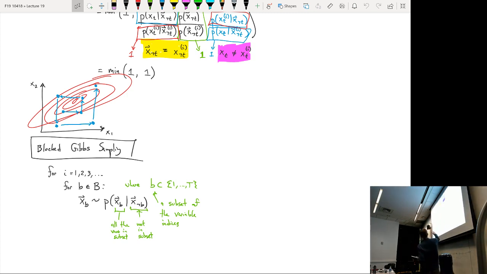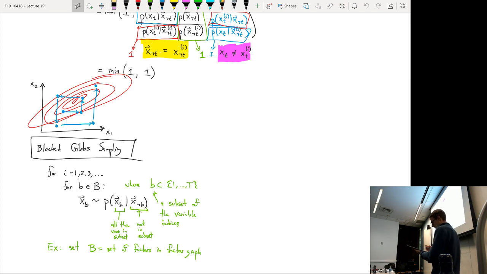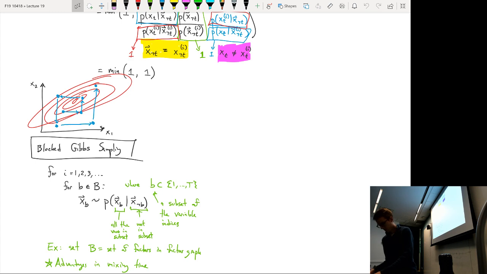So one example of a set of blocks that you could use is the factors in your factor graph, right? So because of the structure of a factor graph, we could set B equal to the set of factors in the factor graph. Okay. And here then, what we're doing is we're resampling all of the variables that touch a particular factor, but all at once. And so this might actually have some advantages in terms of what we call mixing time, which we'll talk about in a moment. Okay, which is basically how quickly we get to the true distribution.